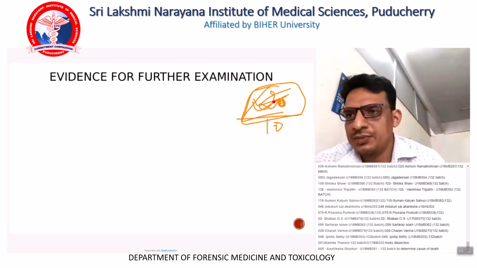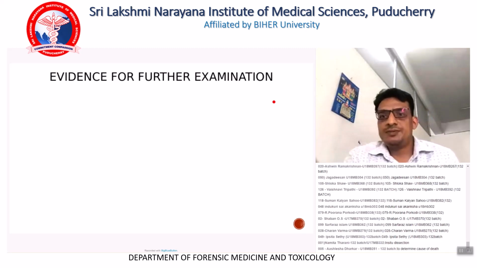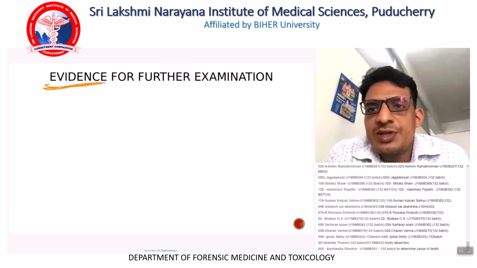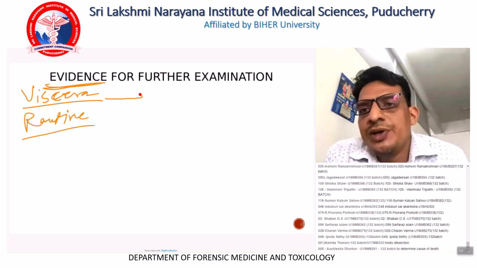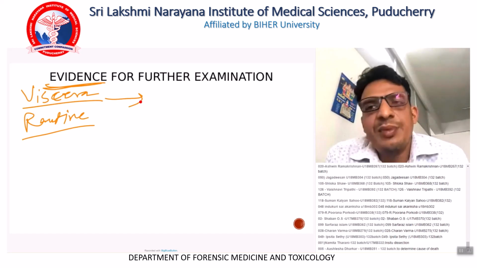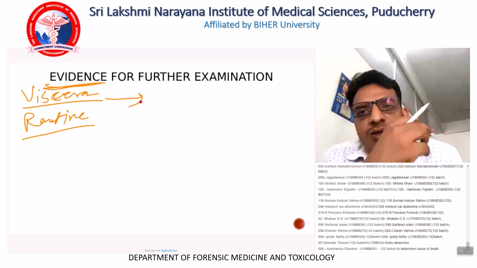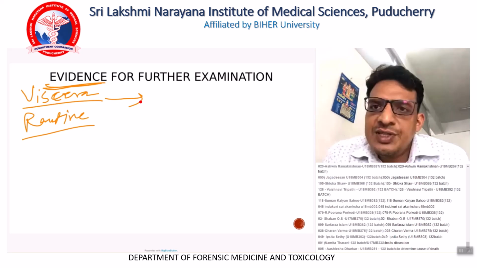Next, we have viscera, evidences for further examination. We spoke about viscera examination; here I am talking about routine viscera, what we routinely preserve in a poisoning case. There might be thousands of poisons, but we have designed a normal way in which viscera has to be preserved. So what is the viscera procedure? We have 4 boxes. Remember that: 1, 2, 3, 4, A, B, C and D.